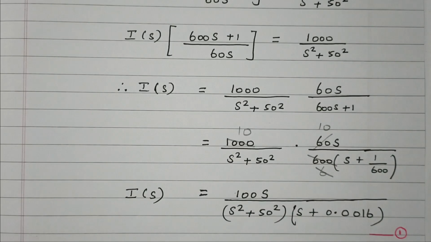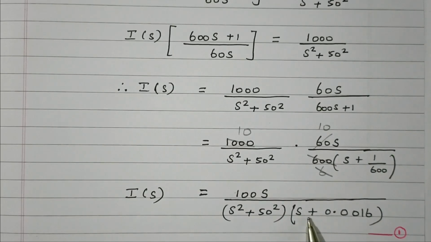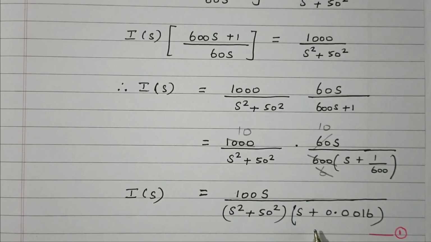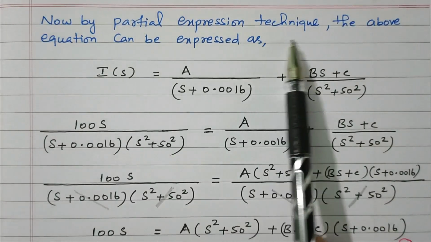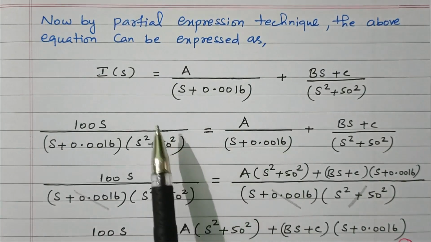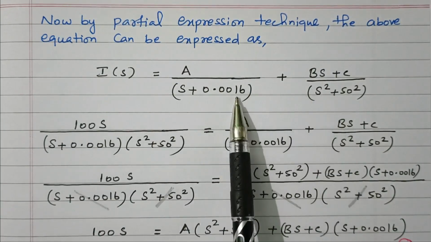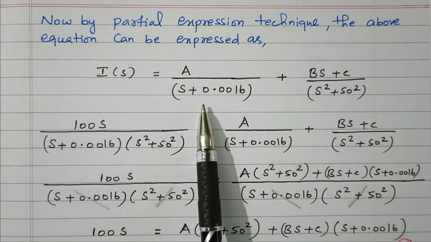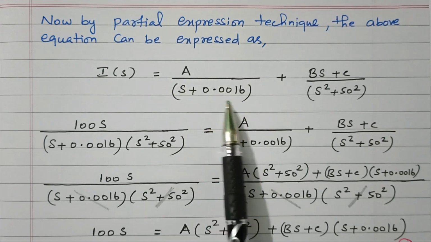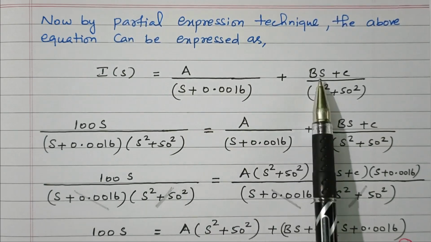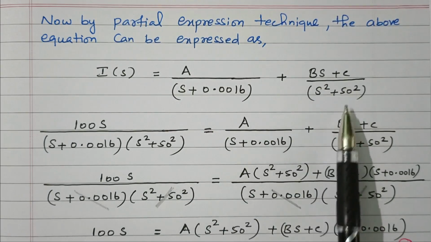Now we need to go for the inverse Laplace, but we cannot take the inverse Laplace of this form. So we need to use the partial fraction technique. After partial fraction, we can take the inverse Laplace. Now by the partial fraction technique, the above equation can be expressed by splitting the term, which is the main aim of partial fractions, so that we can easily take the inverse Laplace: A divided by s plus 0.0016, plus bs plus c divided by s square plus 50 square.